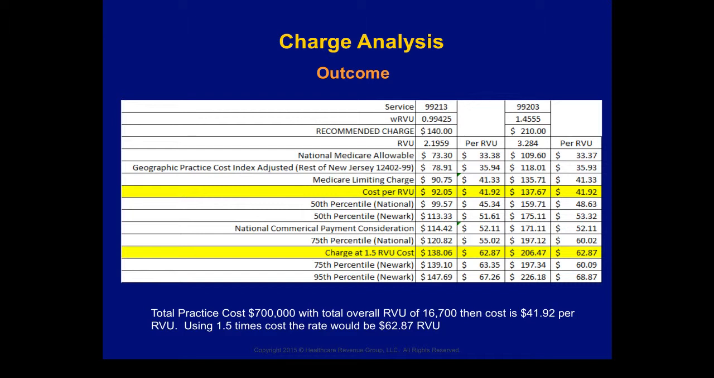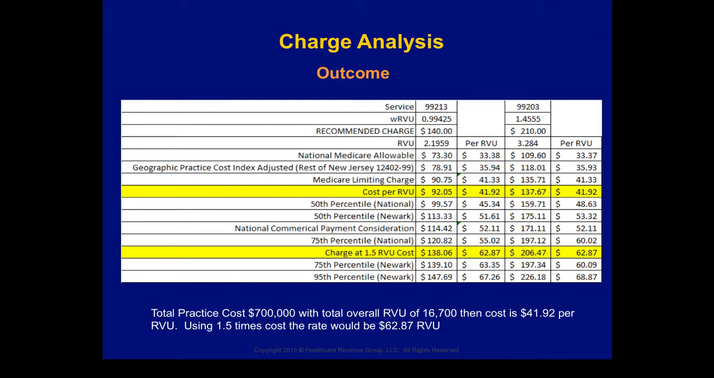If I look at the 75th percentile of all this data I bought, regionally it's $140 or $139.10. Nationally, it's $120. So if I want to be in the 75th percentile, I should be at $120 to $139 for this level of visit. And if I want to be at the 95th percentile, where everybody else in the Newark market is charging, I could be at $147 or $150.